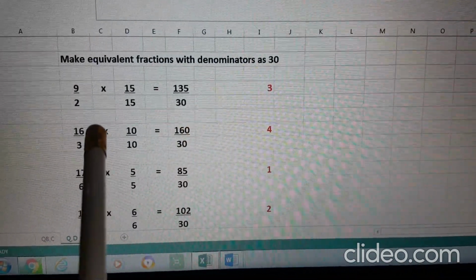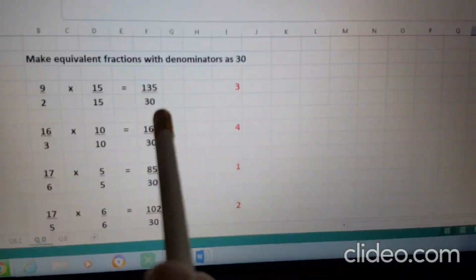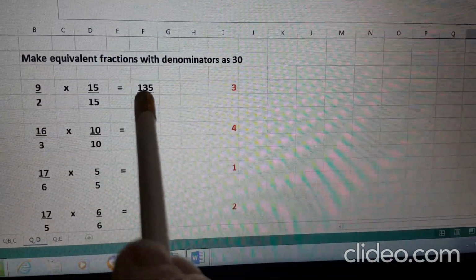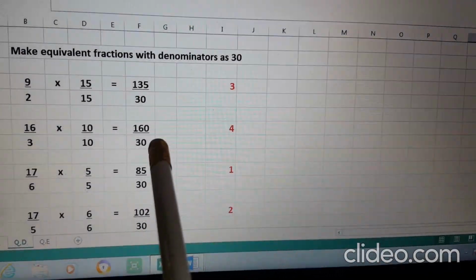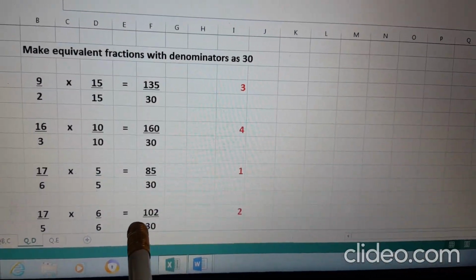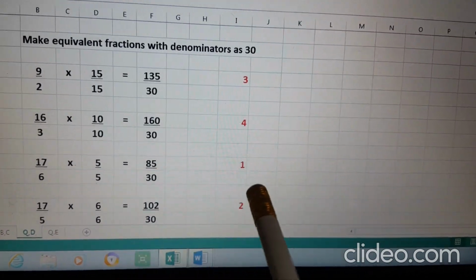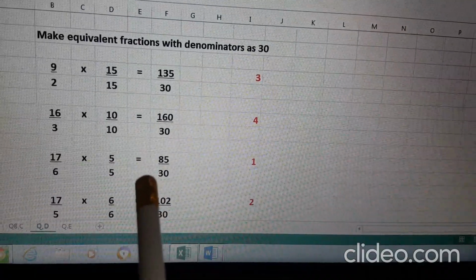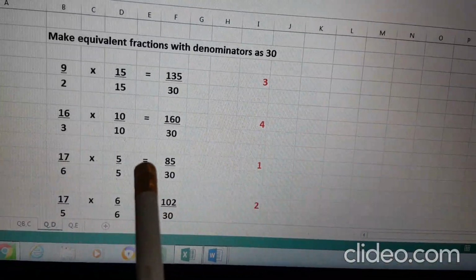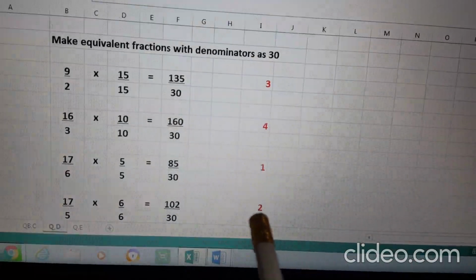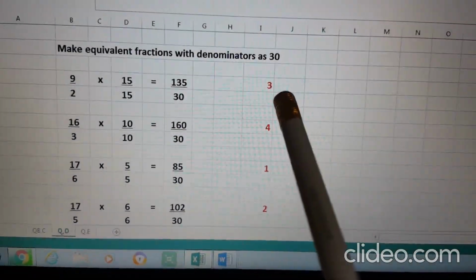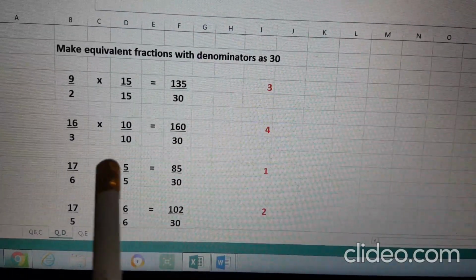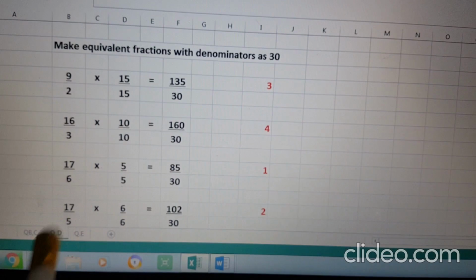So the same method we will apply to make denominators equal to 30 here. 9 by 2 into 15 upon 15 is equal to 135 upon 30. In the same way, we will make equivalent fractions. Then we will find which fraction has the smallest numerator. Here we see 85 upon 30 is the smallest fraction. We will write 1 here, then 102 is the second number, then 135 is the third number, and 160 is the fourth number.